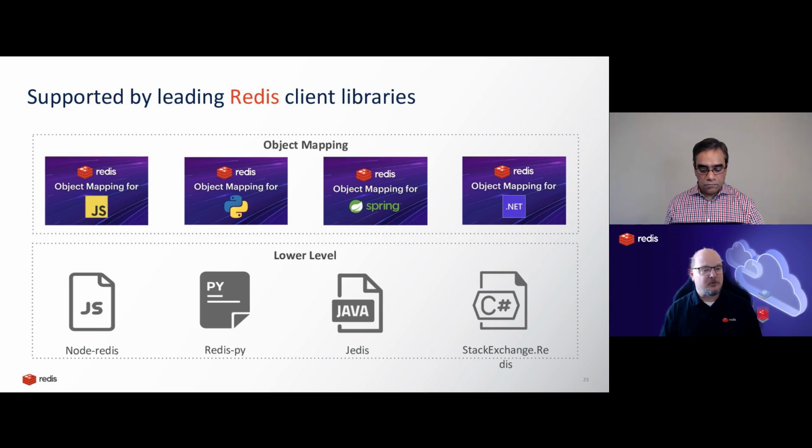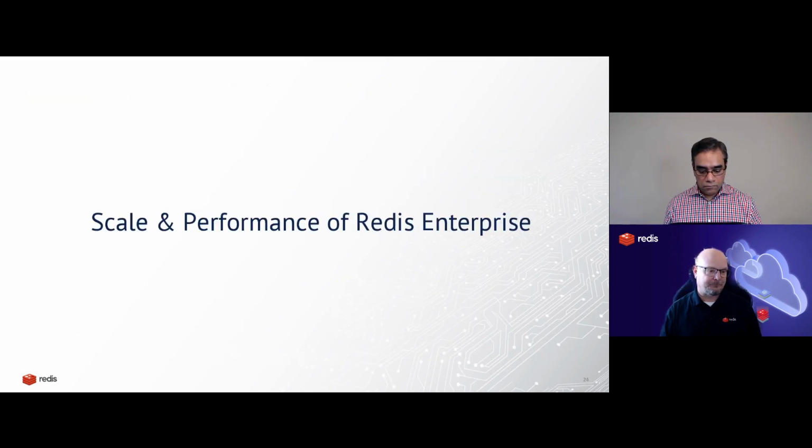And then, as we mentioned, those client libraries, there's a client library for just about everything you could imagine. Most of the higher end client libraries will support Redis JSON and Redis Search. They'll have the functionality built in. And then we also have these object mappers for Java, for Python, for Spring and .NET, which will help you to map your existing data from your source databases into Redis.